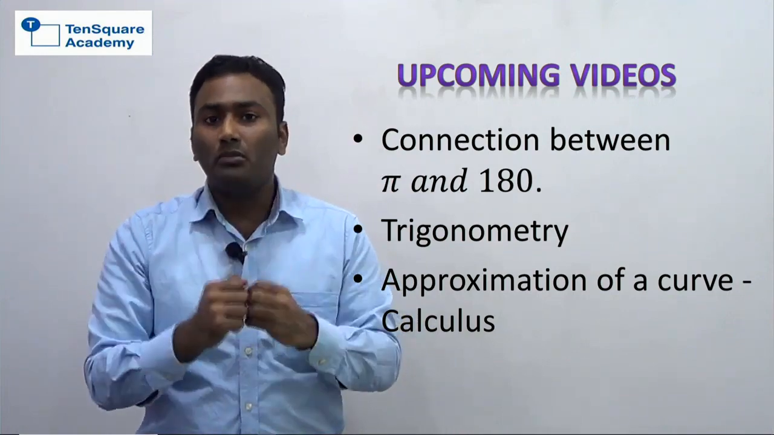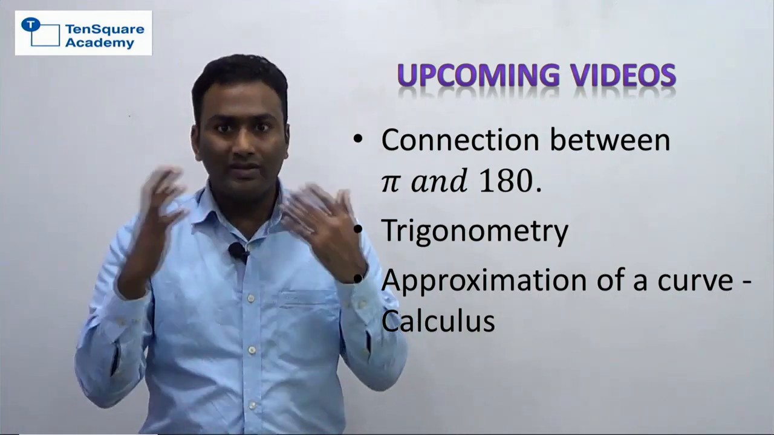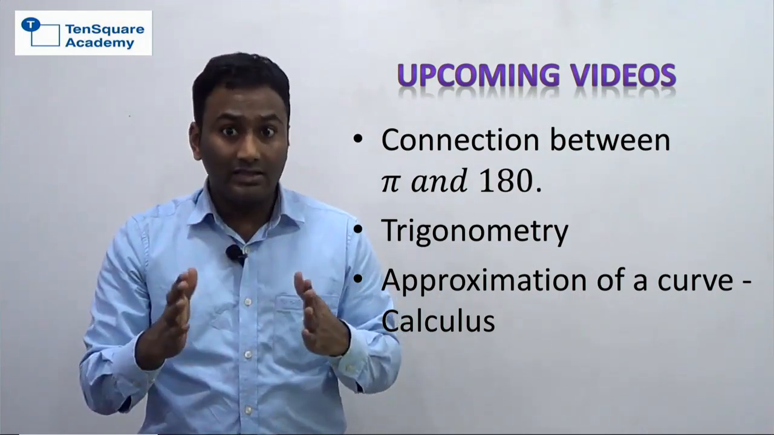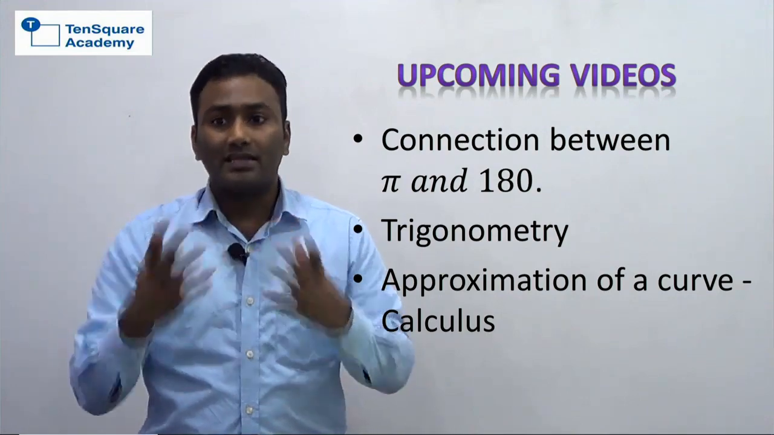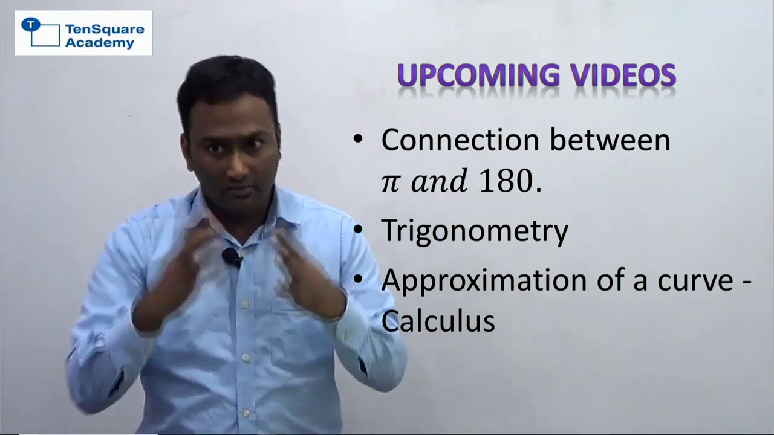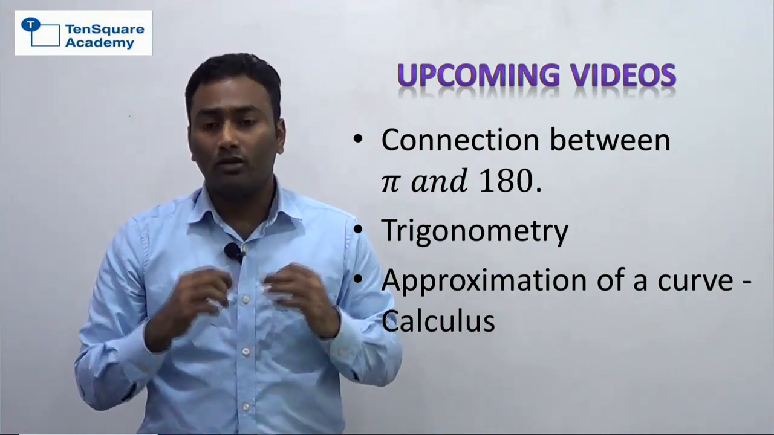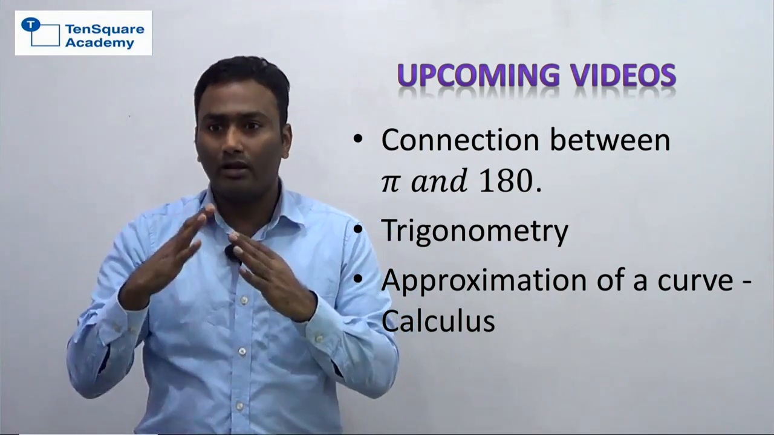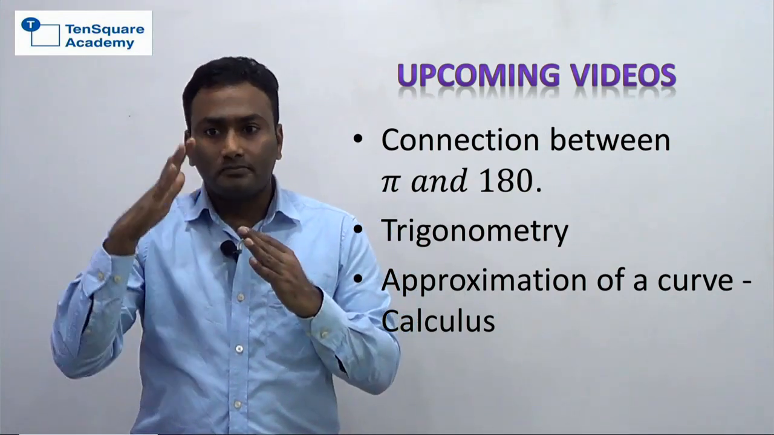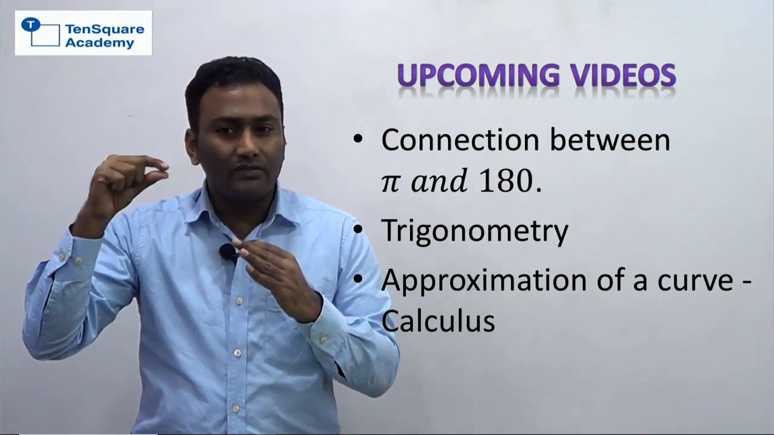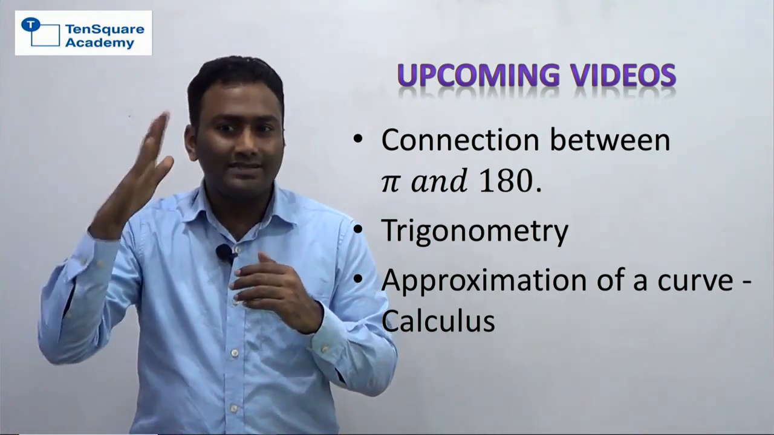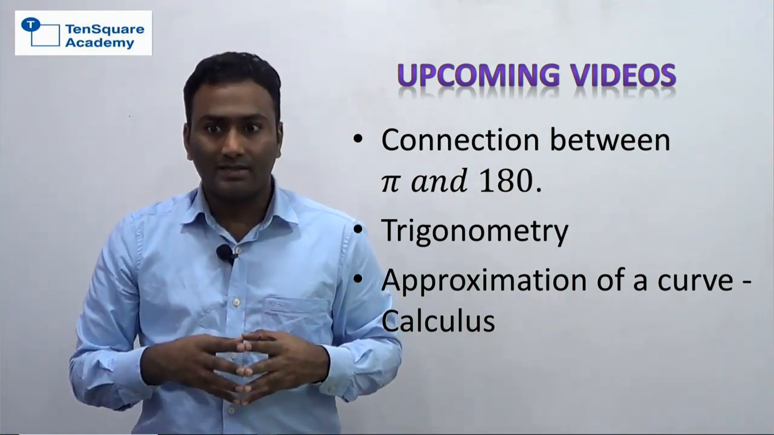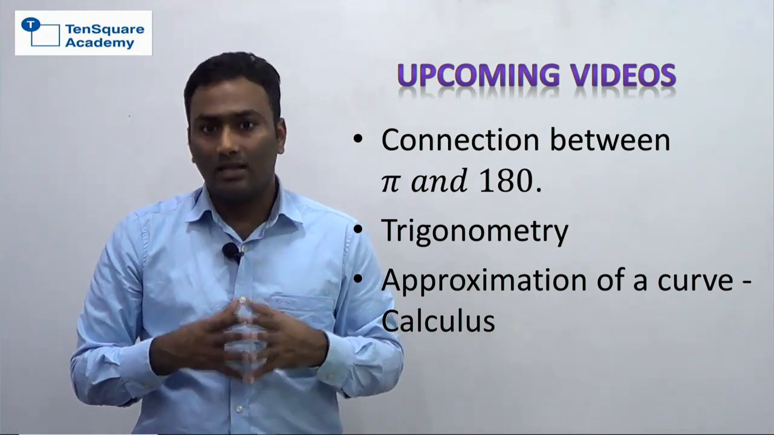And also there is a connection between pi and trigonometry. Obviously there is a connection between trigonometry and circles. Trigonometry is not just about right angle triangles, it's also about circles. We will see the connection between pi and trigonometry in an upcoming video. And a very important application of what we have just seen: we approximated a circle as an infinite sided polygon, right? One side we took as very small, so we approximated the curve as a straight line. That's a very important idea which we will be using in calculus. All these three we will see in the upcoming videos.